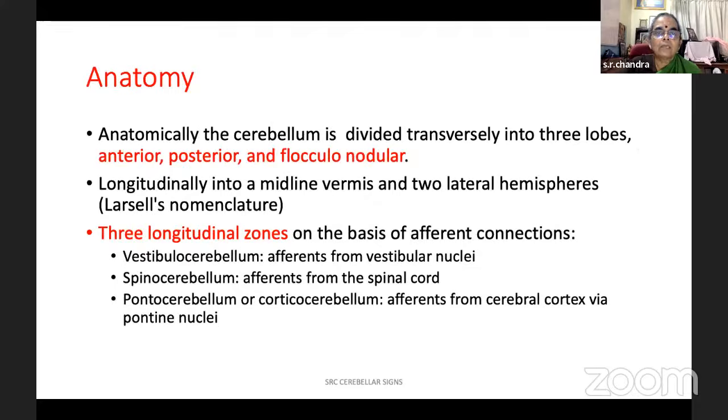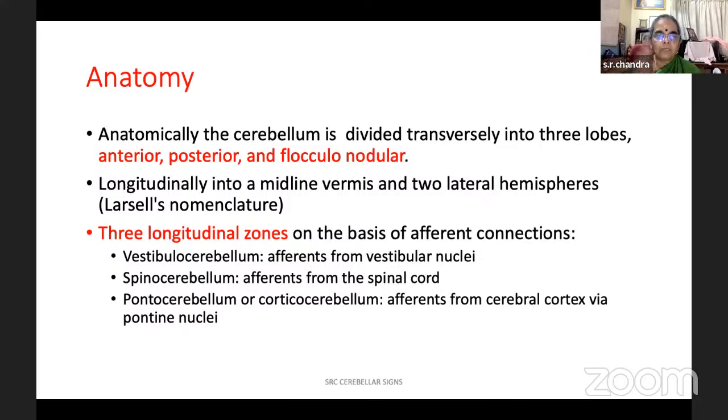Anatomically, cerebellum is divided transversely into three parts: the anterior lobe, posterior lobe, and flocculonodular lobe. I will show it in the pictures. And longitudinally, it is divided into two, vermian and paravermian. But functionally, we want to classify it into three longitudinally.